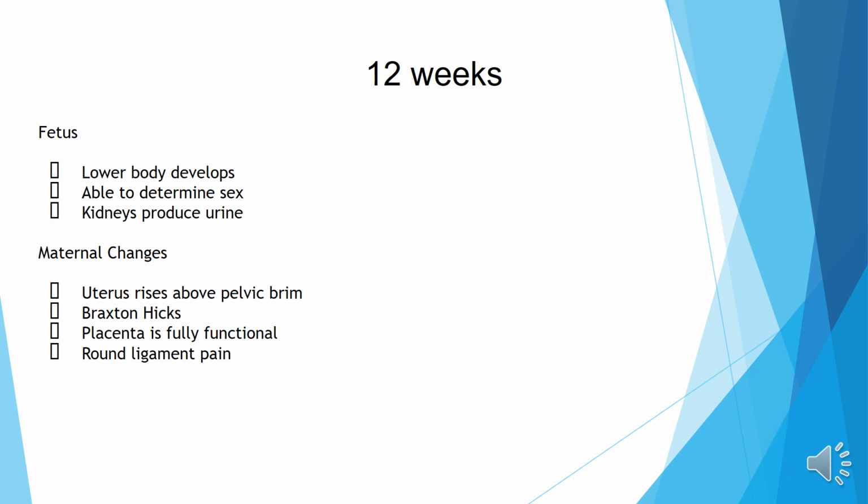And then also round ligament pain can start to be a problem because all the ligaments in the body are looser due to a hormone called relaxin, and it can cause significant pain, like a Charlie horse. Those round ligaments are located kind of in the groin area, and they're the support system for the growing uterus. So that could be a pretty significant, like a Charlie horse feeling in your groin. It's kind of awful.